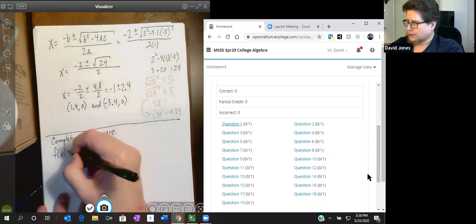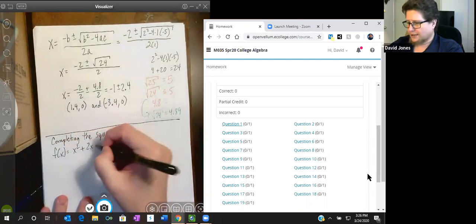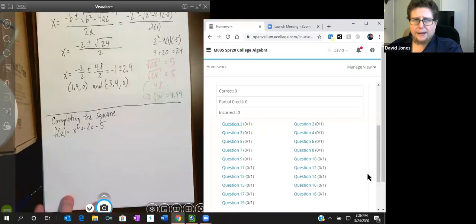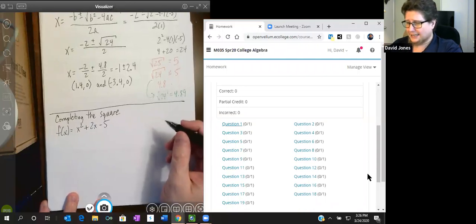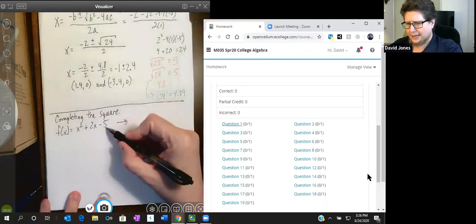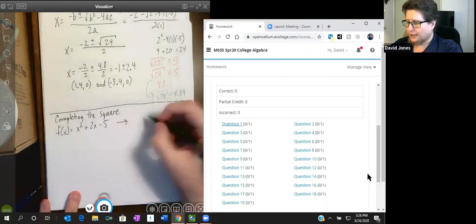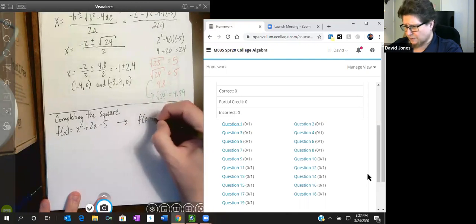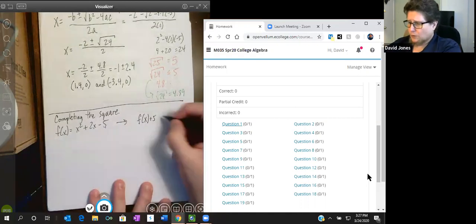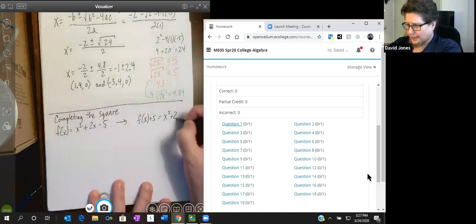f of x equals x squared plus 2x minus 5. We've done completing the square where we added the step to the other side. So maybe we'll do that here. It's not necessary, but I'll do it. What we did in the past is we moved this to the other side. So I've got f of x plus 5 equals x squared plus 2x.